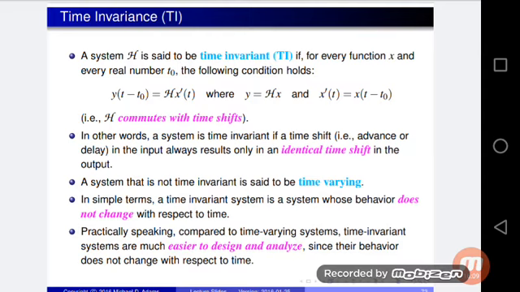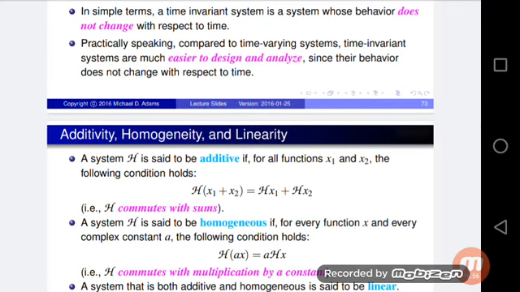Compared to time varying systems, time invariant systems are much easier to design and analyze, since their behavior does not change with respect to time.